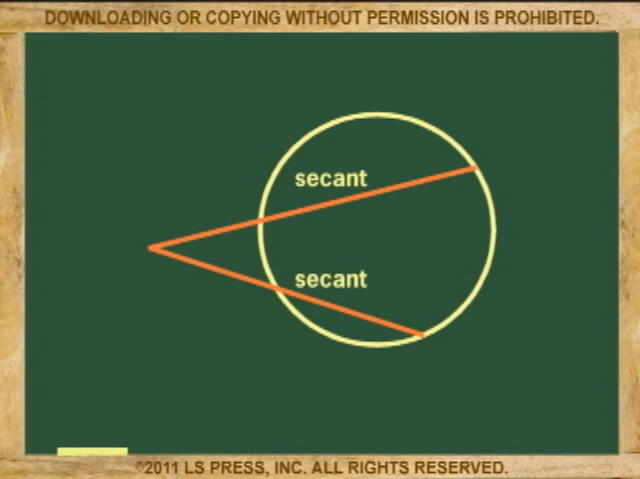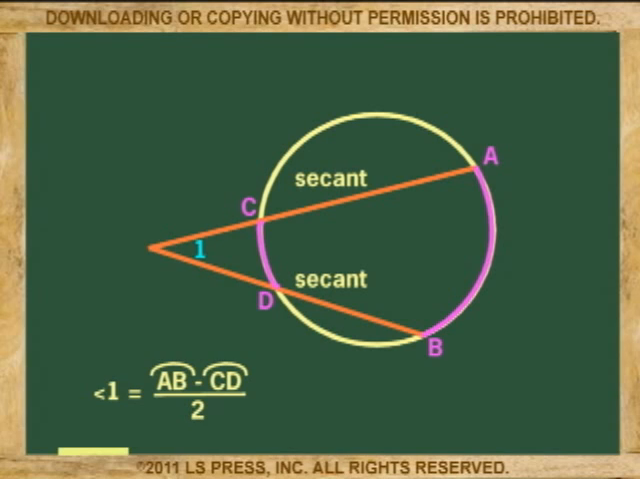Now, two secants starting from a point outside the circle form an angle and cut two arcs as they intersect the circle. Again, the question is about the measure of the angle formed by the two secants. So the angle formed by two secants that start from outside a circle is determined by the average difference of the two arcs they intersect. This means that first you find the difference between the two arcs and then divide this difference by 2.